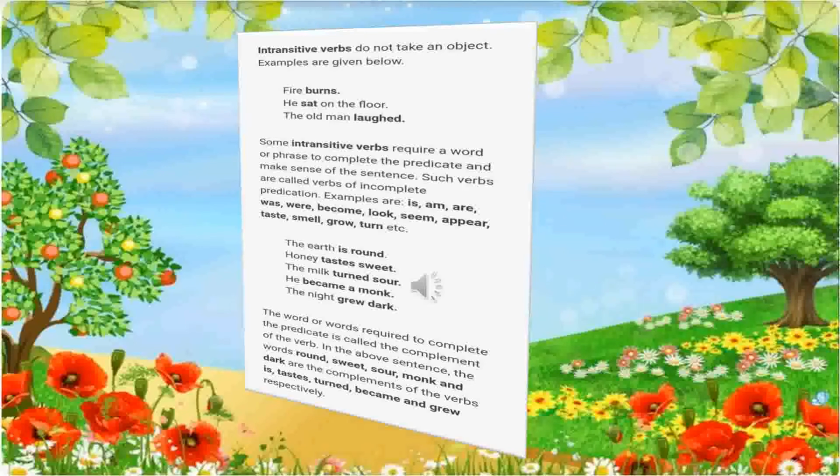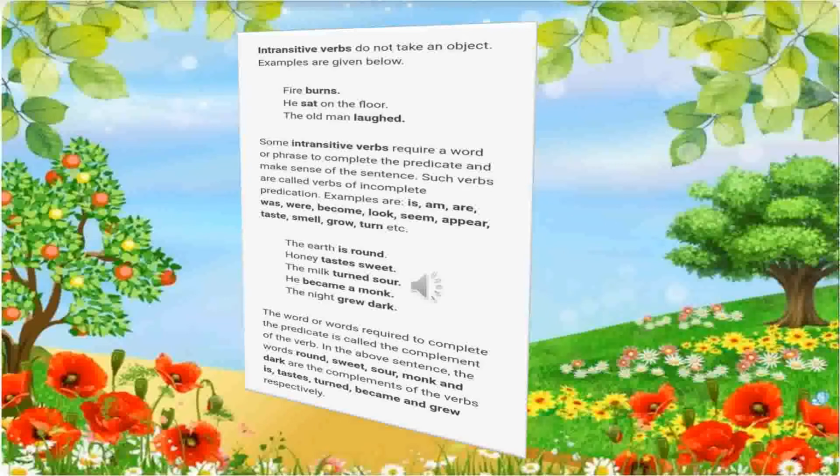These verbs need something else, some more words to complete the meaning of the sentence. In the first case, "earth is." If we stop there, it is an incomplete sentence. So, we have added a word, "round," in order to complete the meaning of the sentence.